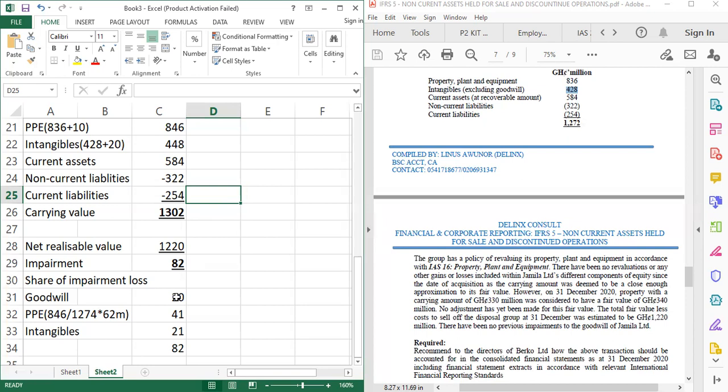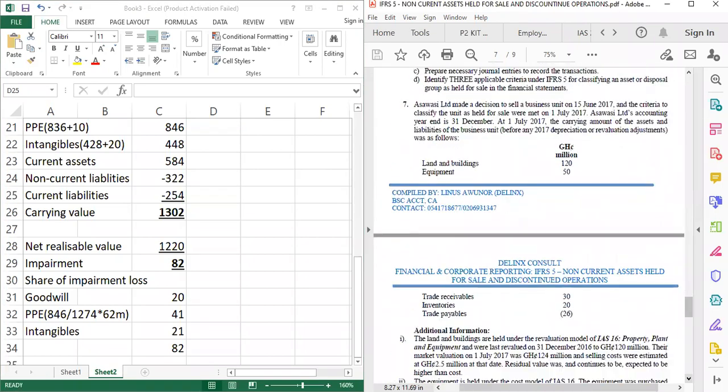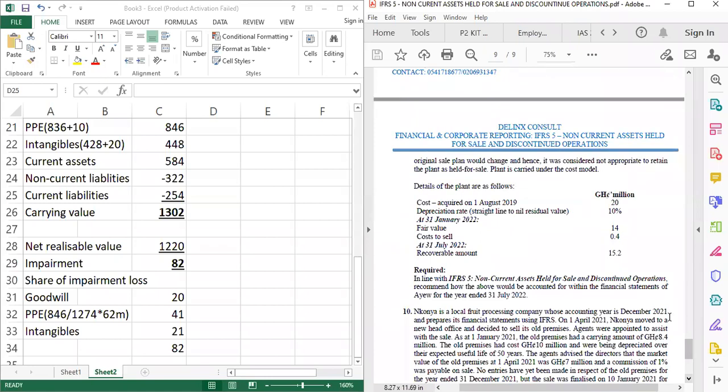Can we move on to reversal when the plan is no longer in existence? What do we do when the plan is no longer in existence? We reclassify the asset as if the reclassification was not done. So if there was any impairment on the asset, we reverse it. We cancel the impairment because we didn't classify the asset at all. So let's look at one question, then we finish with the non-current asset. Then we move on to provisions.